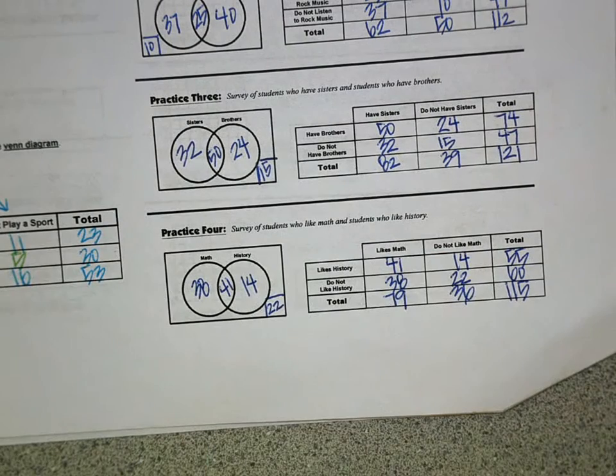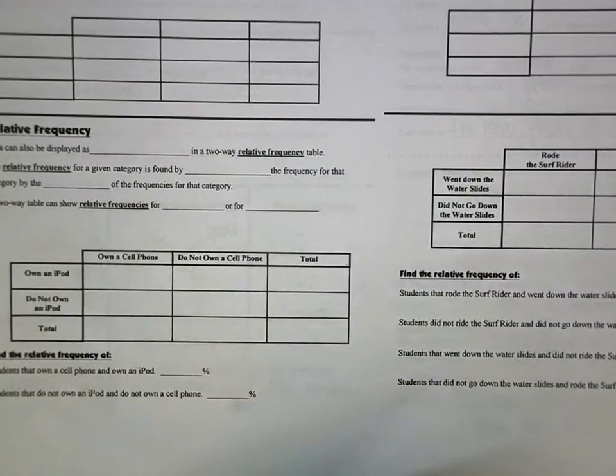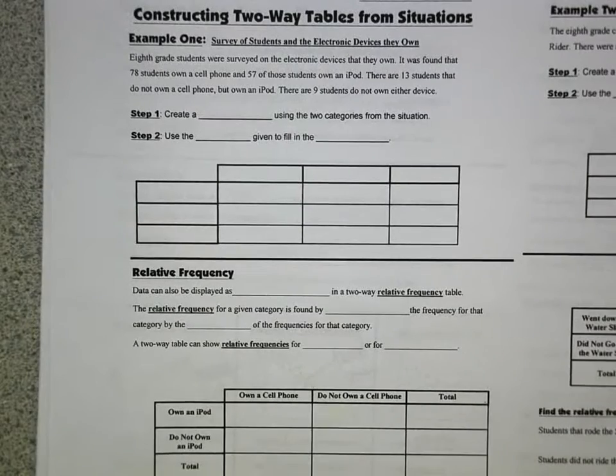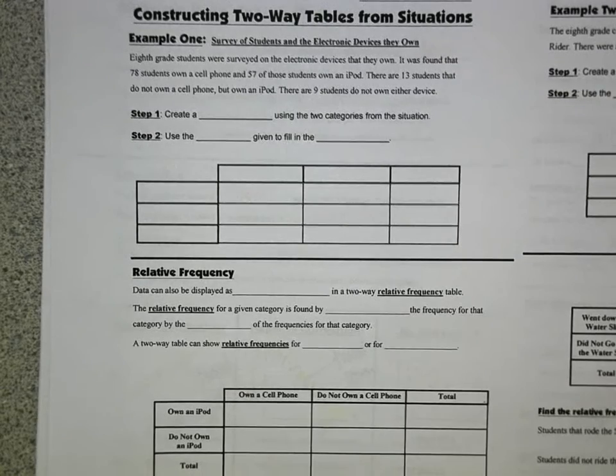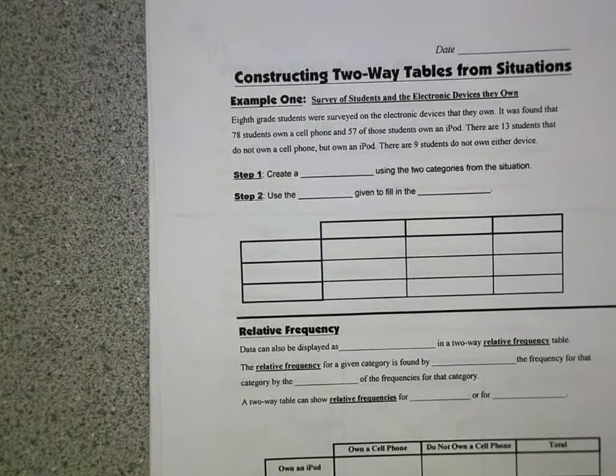Stop, guys. Okay, so this is Venn diagrams and two-way tables. You're not exactly done. I want you to flip this over. Now we're going to look at constructing two-way tables from situations. There's only two examples here.